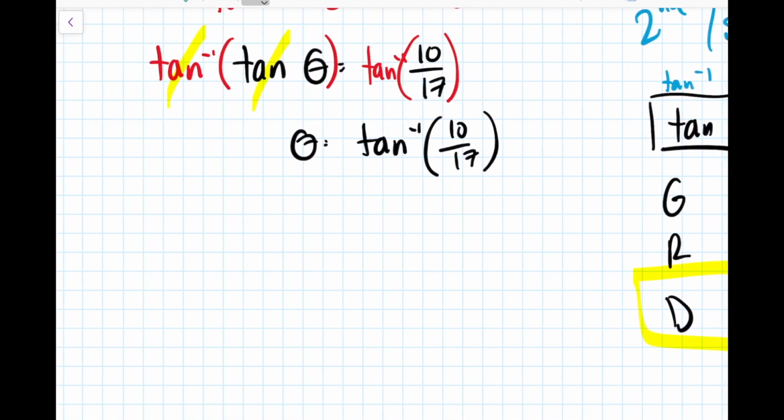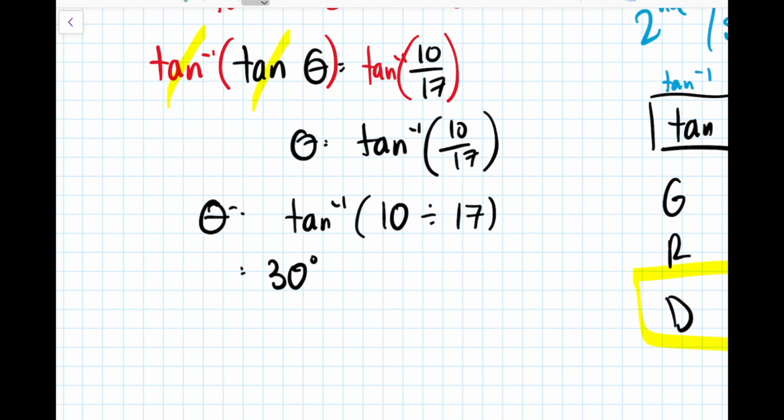All right, so if we go to our calculator and we do tangent -1 of 10 divided by 17, and we get an answer, it's going to be about 30 degrees. For me, with angles, typically I'm going to round to just the nearest whole number unless I have a reason not to.